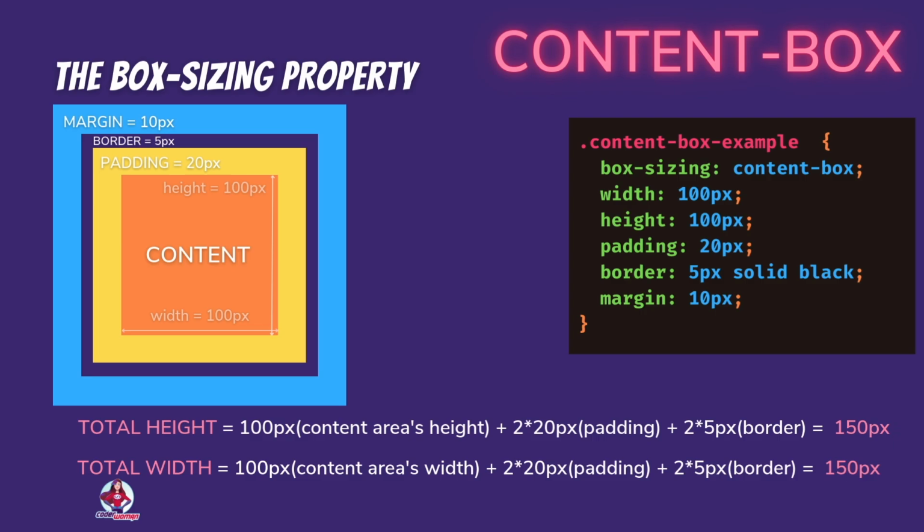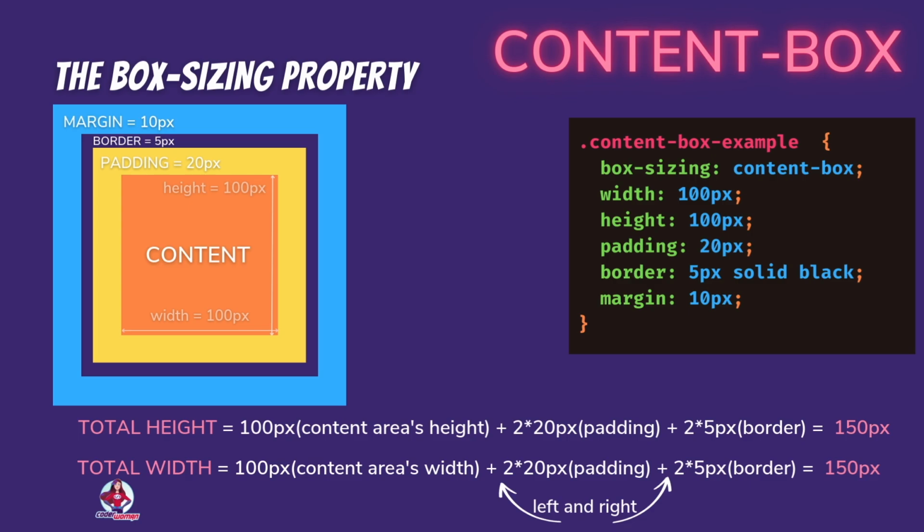Imagine you have a small box, and when you add padding, the box becomes bigger because the padding is added outside the content area. In this example, the content area's width and height are 100 pixels each. The padding and border are added outside, making the overall width and height 150 pixels.